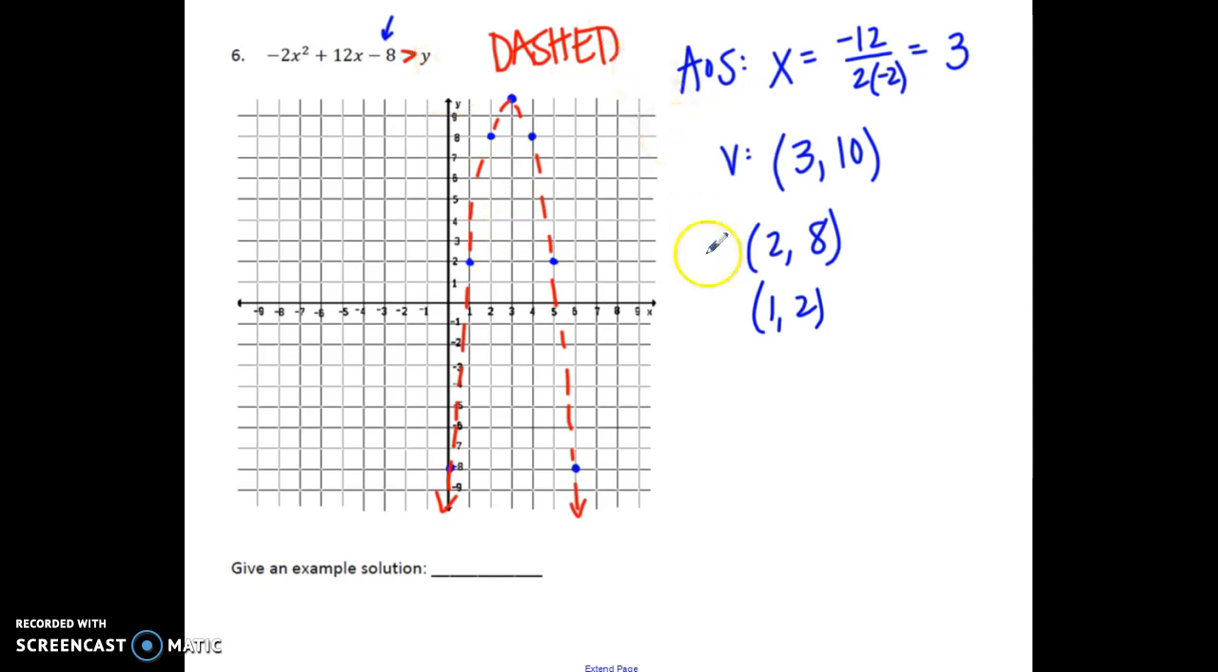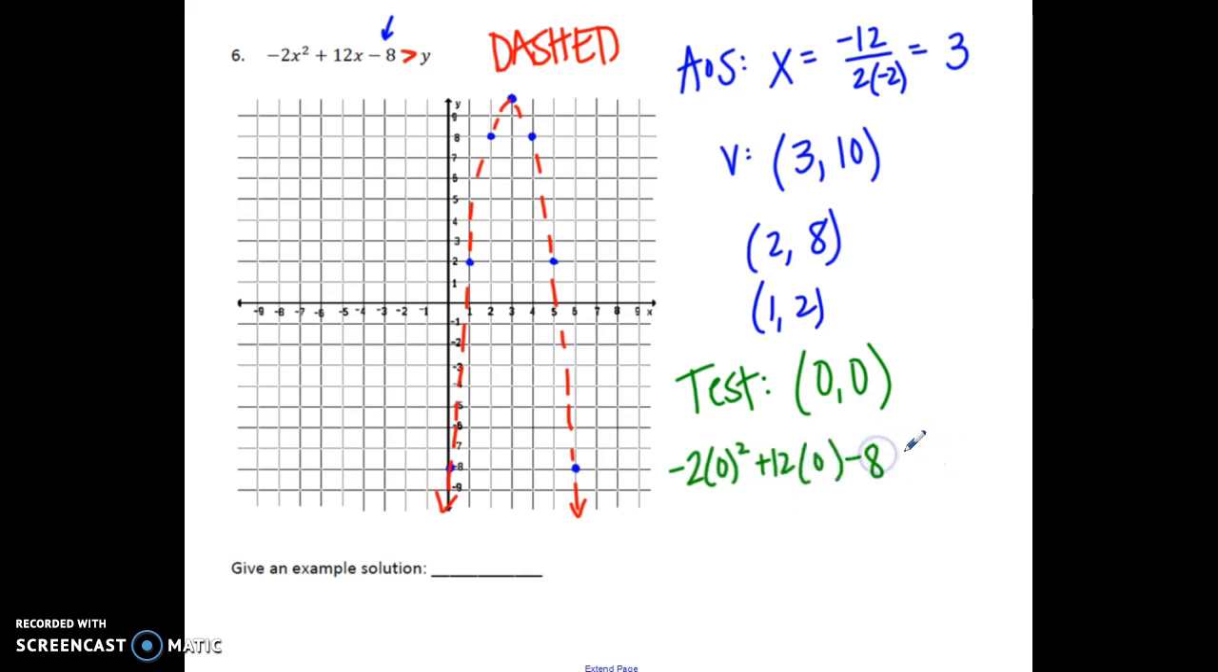So I'll pick my favorite test point. Since it's not on the parabola, we're allowed to use it as a test point. I plug in (0, 0). So negative 2 times 0 squared plus 12 times 0 minus 8. We're checking if that is greater than our y value, 0. These terms are going to go away because we're multiplying by 0. So we get negative 8 is greater than 0. Well, that's not true. So that means (0, 0) is not a solution.